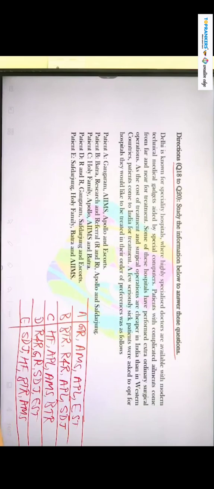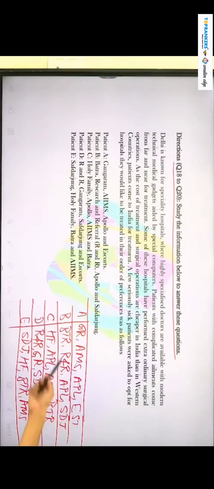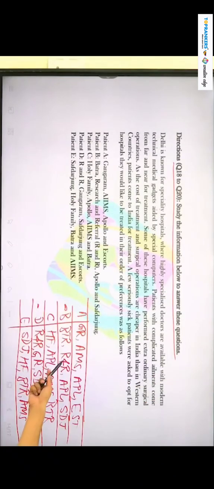Which pair is keen for R&R and Safdarjung but not for Holy Family and AIIMS? R&R and Safdarjung are wanted; AIIMS and Holy Family are not wanted. Let me look at the question once again. R&R and Safdarjung. A does not have R&R at all, B has it, C does not have R&R, D has it, and E does not have it either. So it has to be B and D. R&R and Safdarjung but not Holy Family and AIIMS. So it has to be B and D.